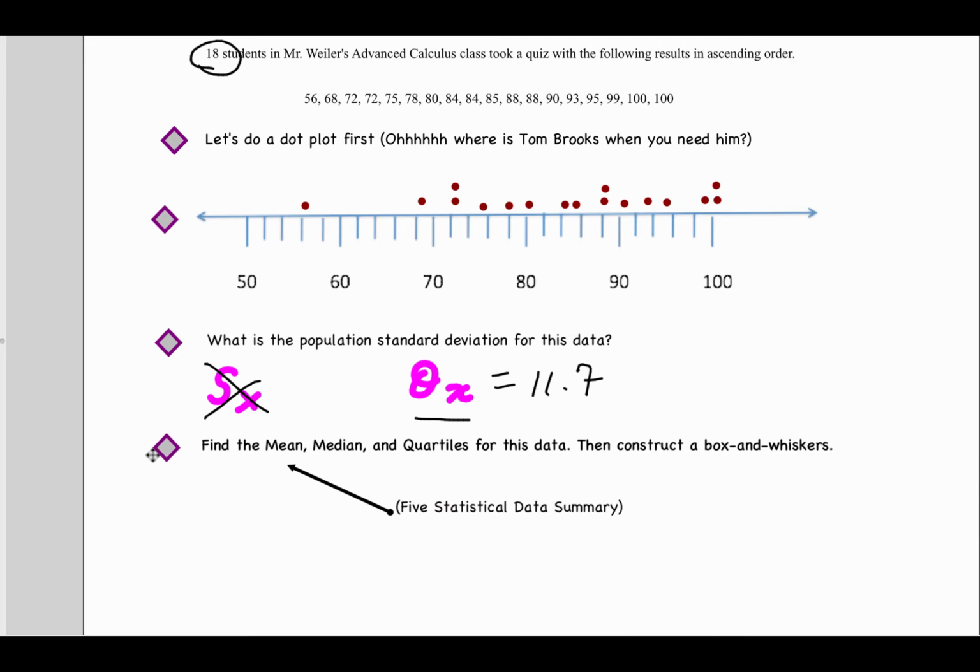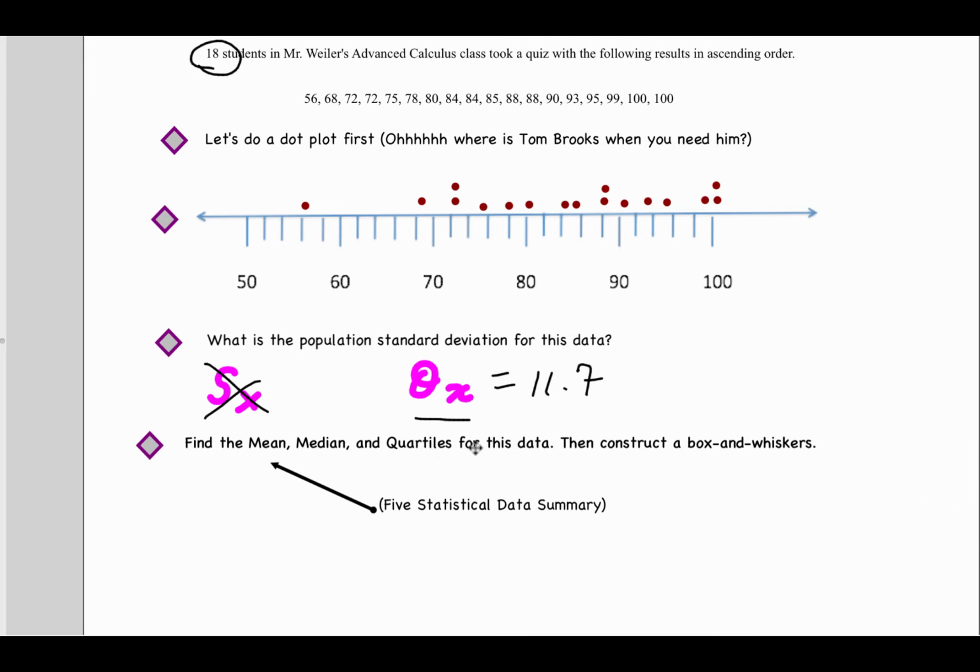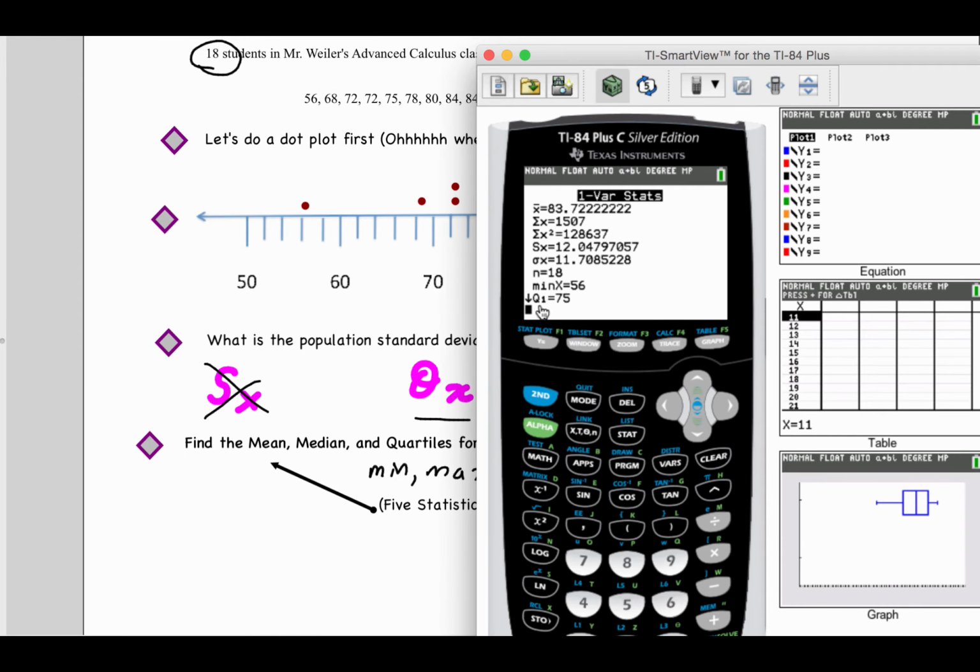The next thing we're going to review is the mean, median, and quartiles for this data. And then we're going to construct a box and whiskers. This is the 5 statistical data summary because there are 5 pieces of data in a box and whiskers. There's the minimum, and then there's the maximum piece of data. And then we take those data and divide them down into quartile 1, the median, and quartile 3. 1, 2, 3, 4, 5. So if I go back to my calculator, notice that's the next thing that it lists.